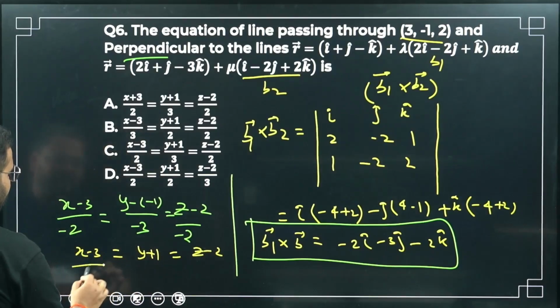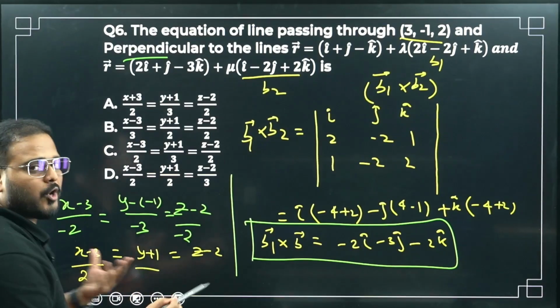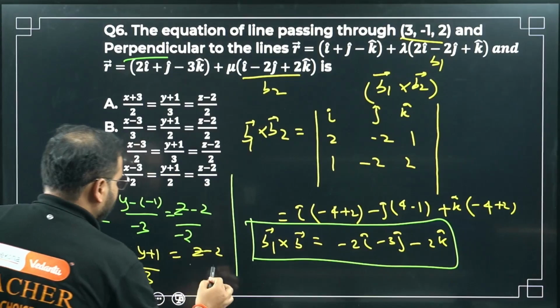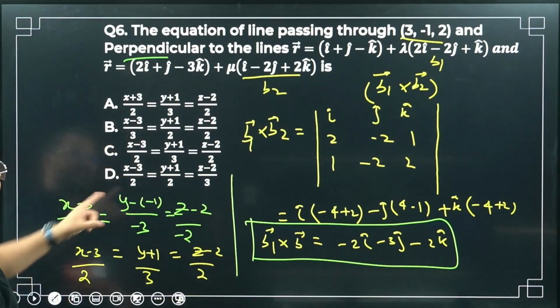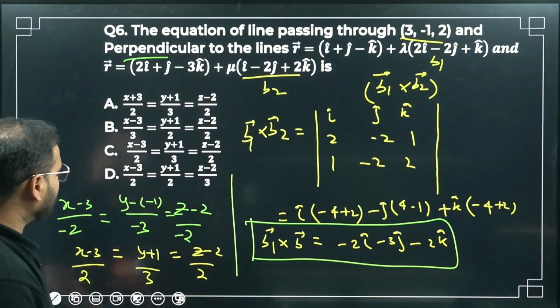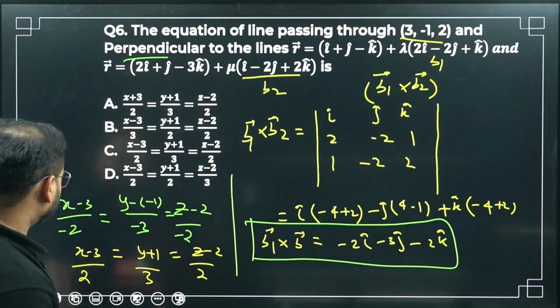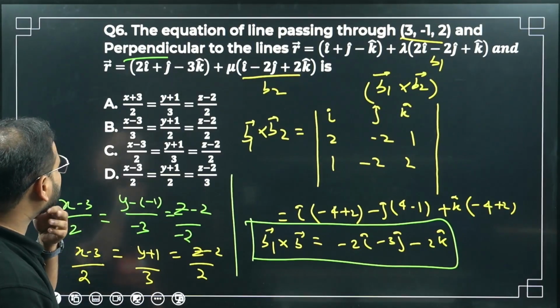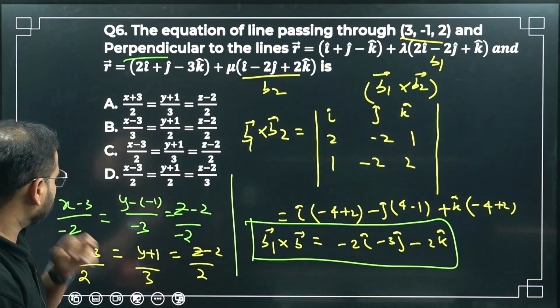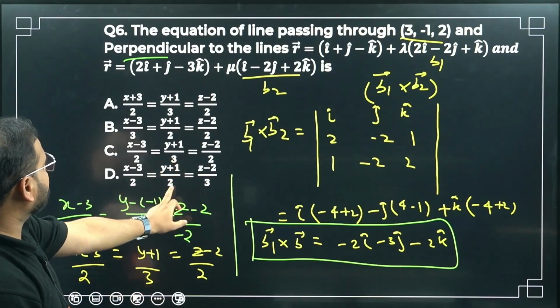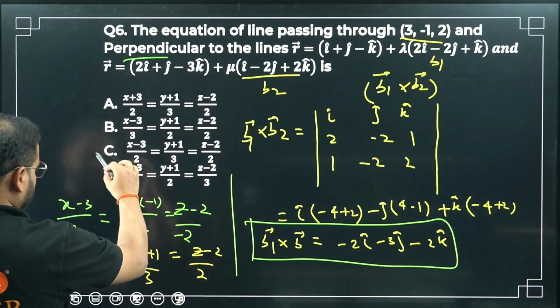All is negative, right? I can ignore the sign now. All negative or all positive, right? So 3 and 2. Because I have positives over here, so x minus 3 by 2, y plus 1 by 3, and z minus 2 by 2. So option number C looks right. Y plus 1 by 3 is there over here. Over here I have 2.